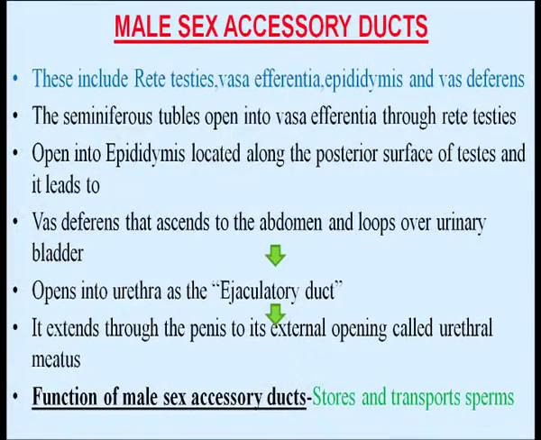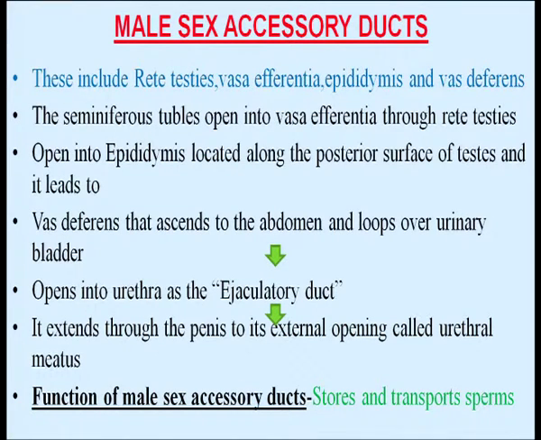Now, we talk about male sex accessory ducts. These include rete testis, vasa efferentia, epididymis and vas deferens. These seminiferous tubules open into vasa efferentia through rete testis. They open into the epididymis, which is located along the posterior surface of testes, and it leads to the vas deferens that ascends into the abdomen and loops over the urinary bladder. It opens into the urethra as the ejaculatory duct. It extends through the penis to its external opening called the urethral meatus.